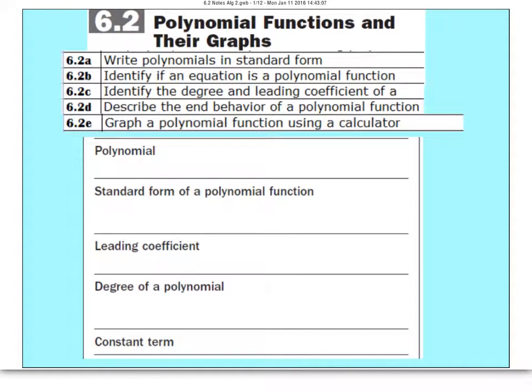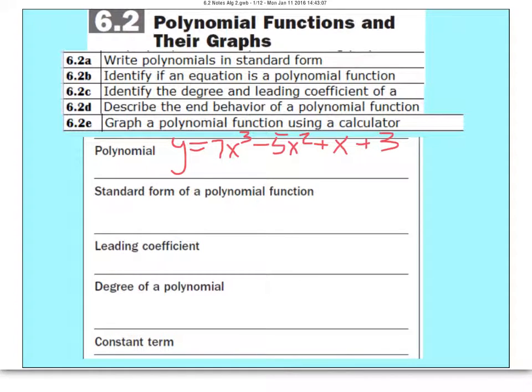In this video, we're going to cover learning objectives A and B. A is the first one. We're going to identify if an equation is a polynomial function and then write them in standard format. So what a polynomial is, an example might be y equals 7x cubed minus 5x squared plus x plus 3.